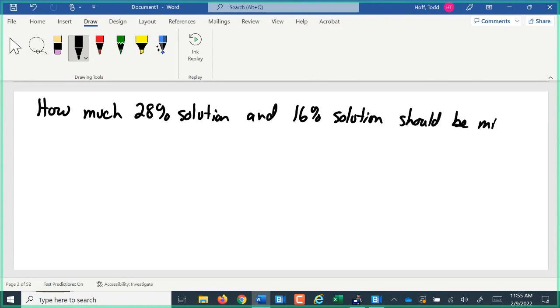Could be mixed. Create 360 milligrams of, what do I want to put? 25% solution.